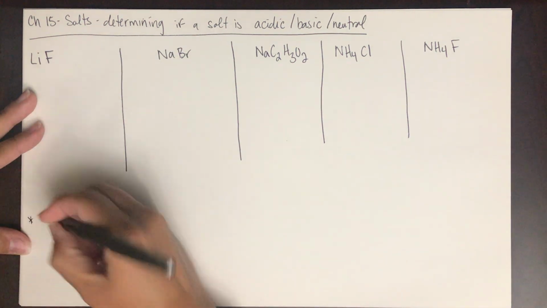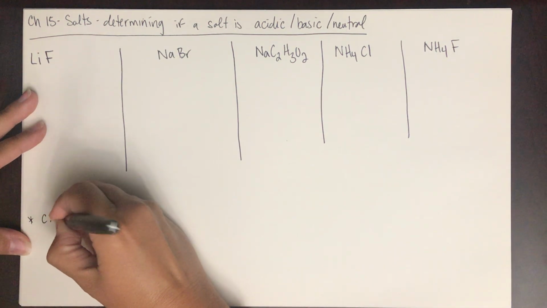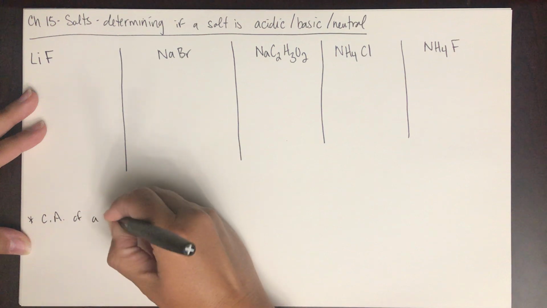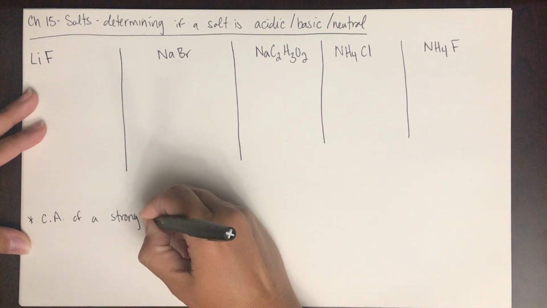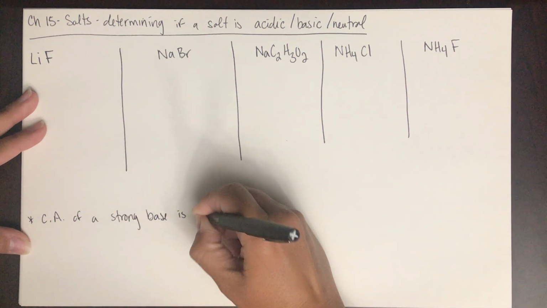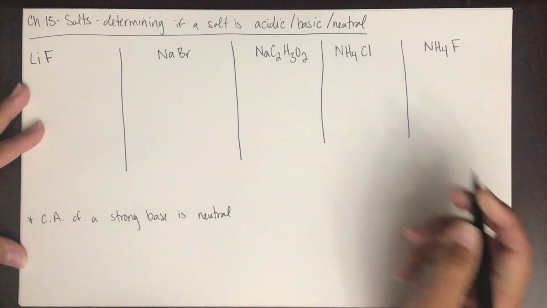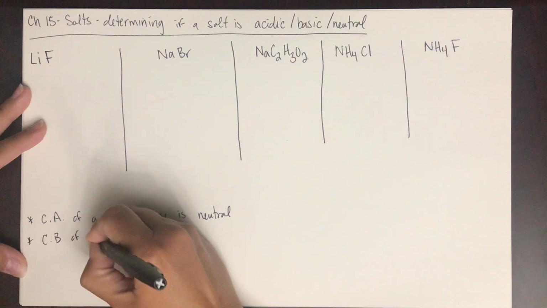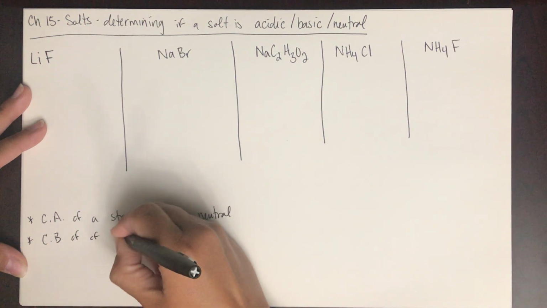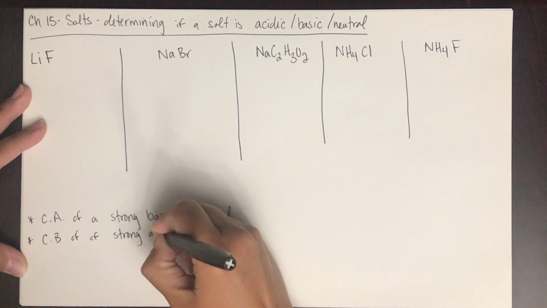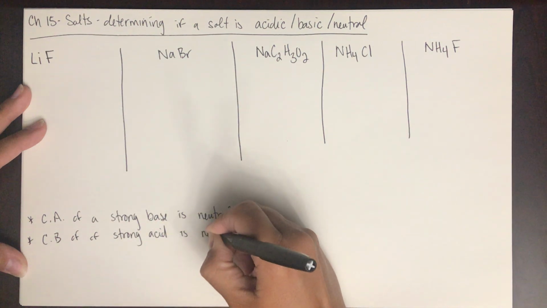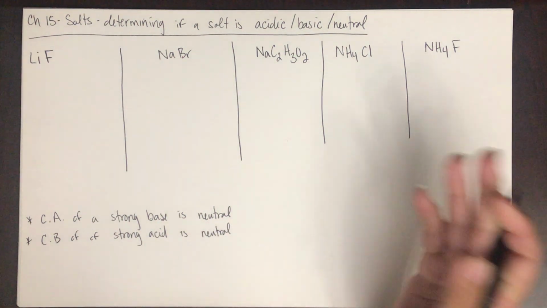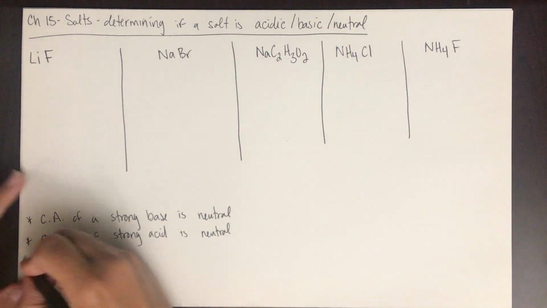So the conjugate acid of a strong base is neutral, meaning it will not affect the pH. The conjugate base of a strong acid is neutral, meaning it will not affect the pH.